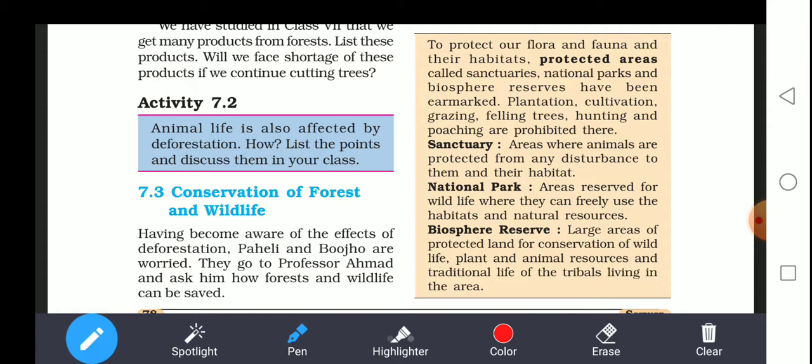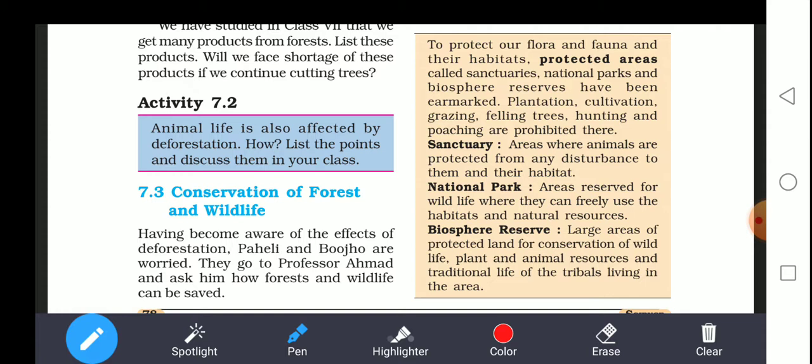So, what is a sanctuary? A sanctuary means an area where animals are protected from any disturbance to them and their habitat. In villages, you will find there is a festival, and in that festival they go into the forest for hunting wild animals. These are restricted here. These are not done in sanctuaries. Due to this reason, important species of plants and animals are kept in a separate area called a sanctuary.